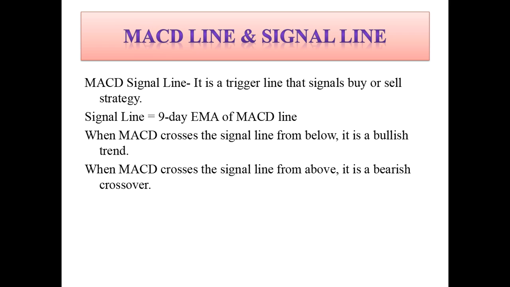So let's look at the MACD line and the signal line. The MACD signal line is a trigger line that signals buy or sell strategy. The signal line is formed, as we mentioned, by the 9-period exponential moving average of the MACD line. When the MACD crosses the signal line from below, it is a bullish trend, and when it crosses the signal line from above, it is a bearish crossover.